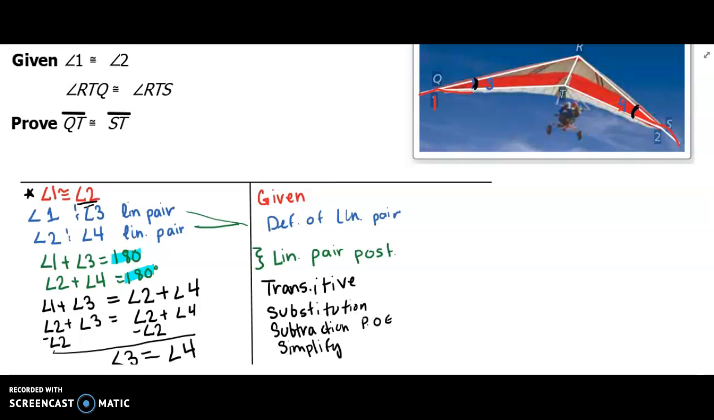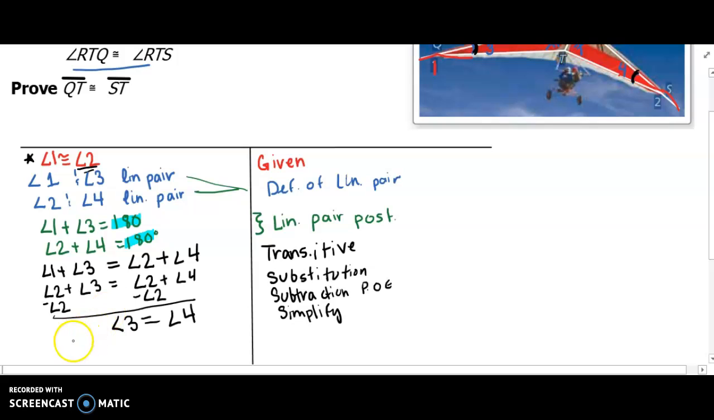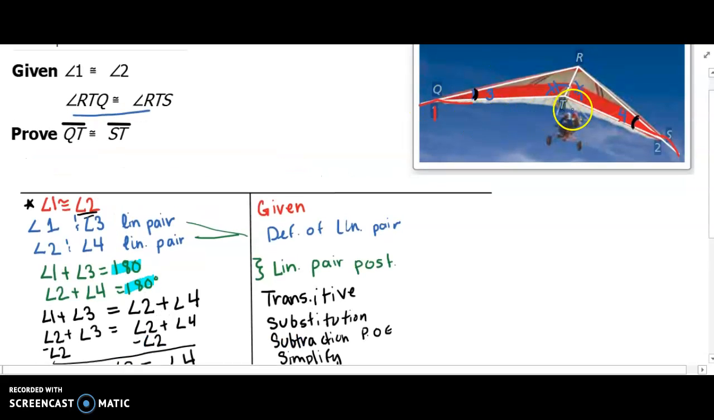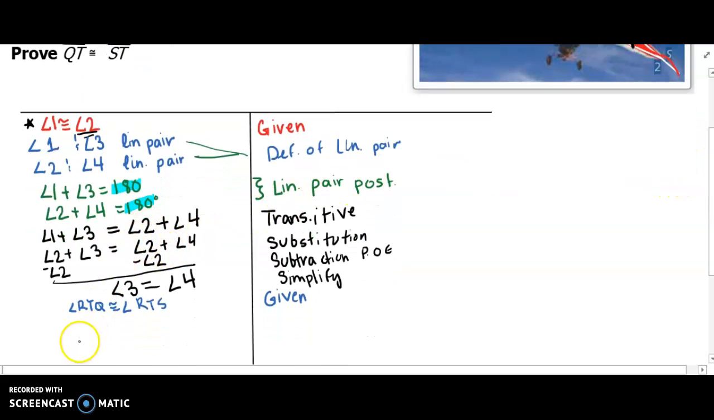All right, now I also have to write that angle RTQ, which is right here, is congruent to angle RTS, which is right here. So angle RTQ is congruent to angle RTS, that's given. Okay, now I've shown two angles are congruent, and I notice that they share this side here. So I can say RT is congruent to RT by the reflexive property.